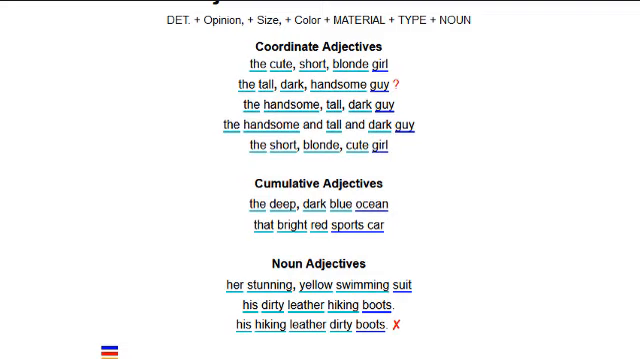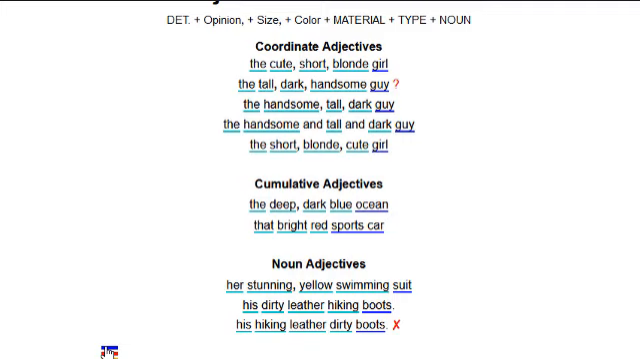Adjectives for materials and type always follow other adjectives. Note that no commas are placed in his dirty leather hiking boots and that the meaning of his hiking leather dirty boots is unclear and incorrect.